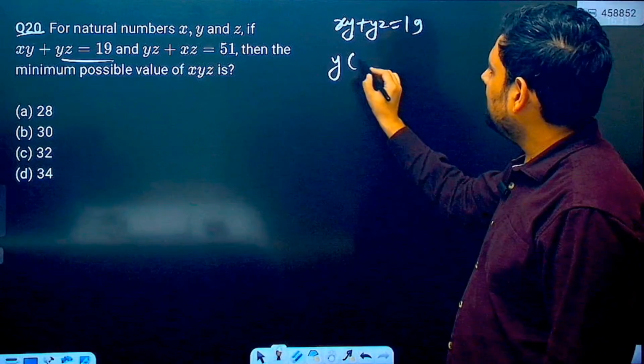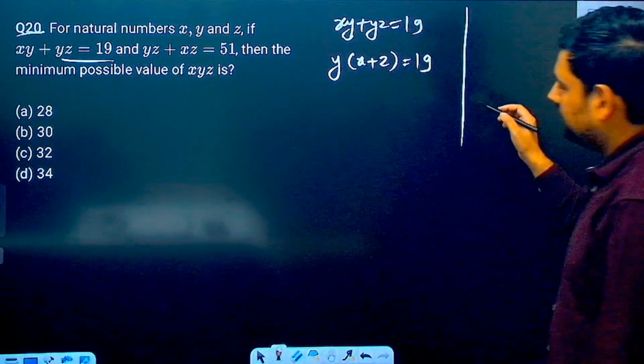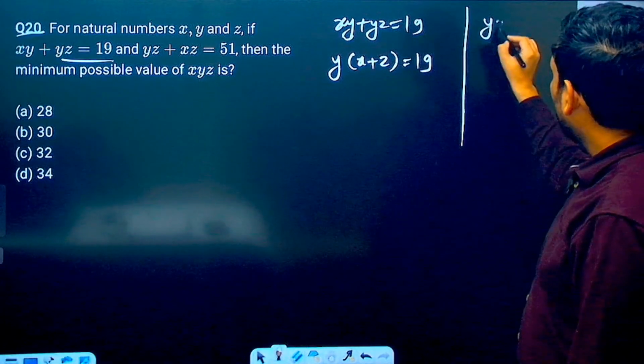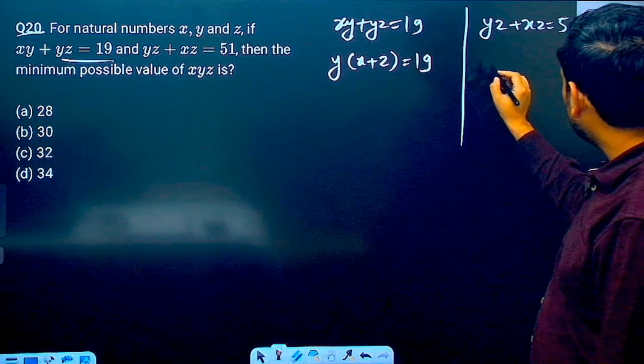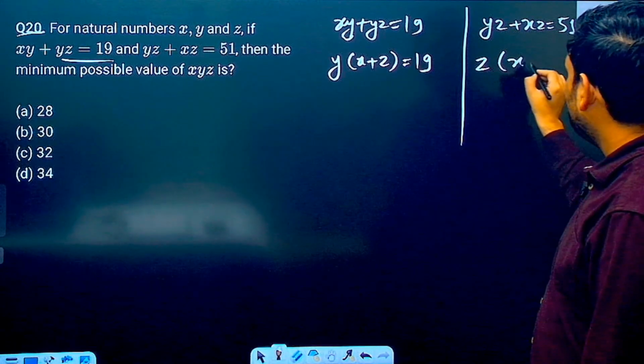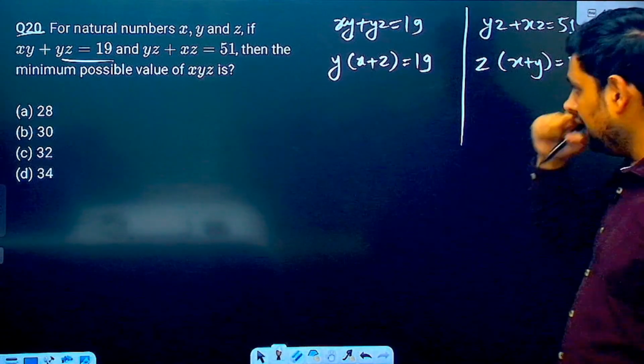I take y common, it becomes x plus z is equals to 90. Now, similarly, yz plus xz is equals to 51. So, I take z out, it becomes x plus y is equals to 51.